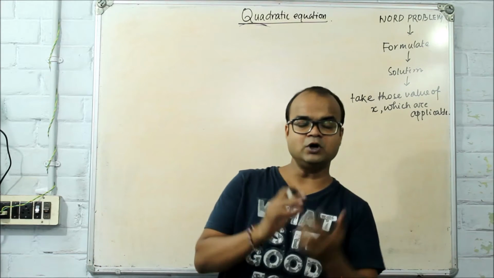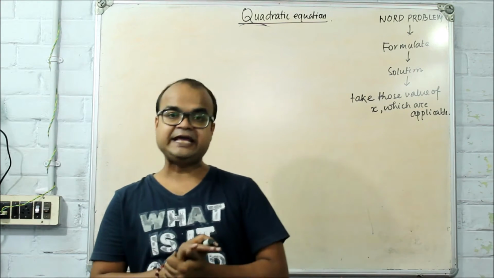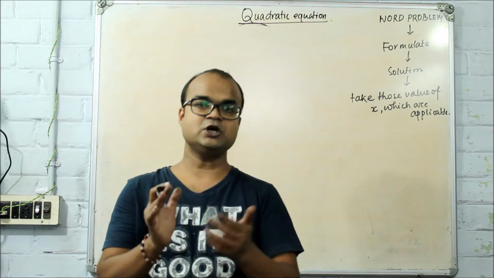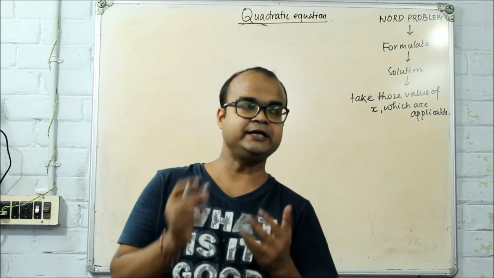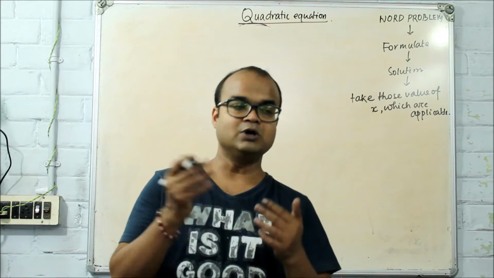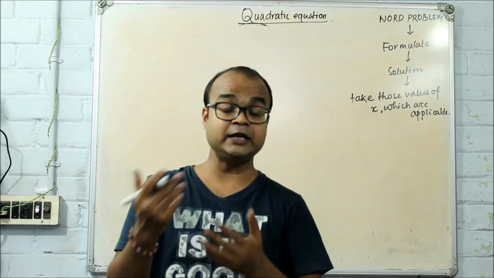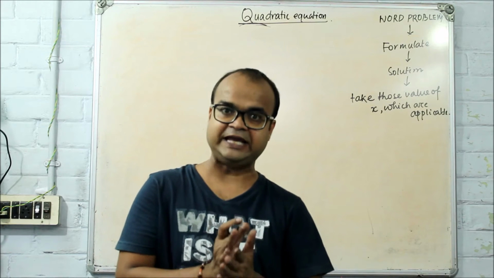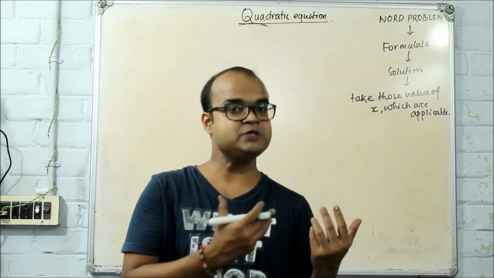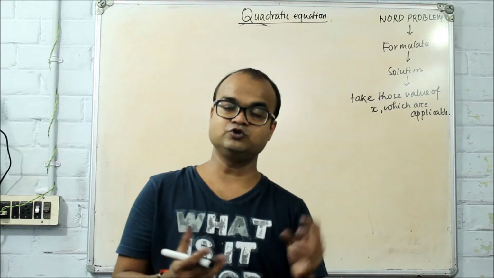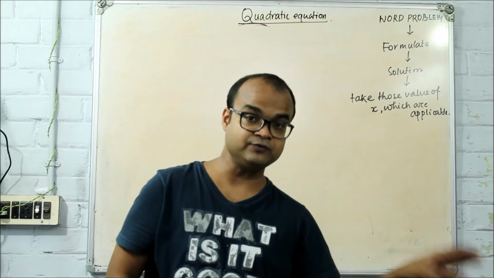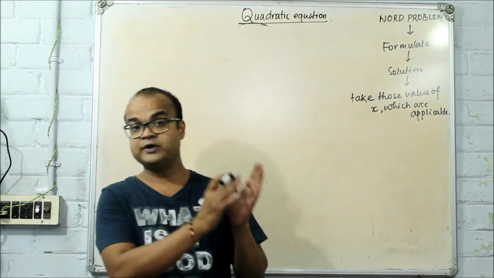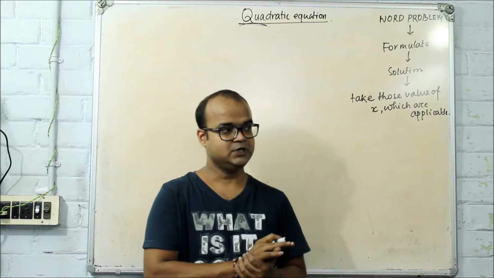Now suppose a word problem related to age is given. Once you are solving the problem, you are getting two values of x. One is coming as 0 or negative, another is positive. So obviously in case of age, it should not be 0 or negative. So we need to avoid those values of x which are negative.